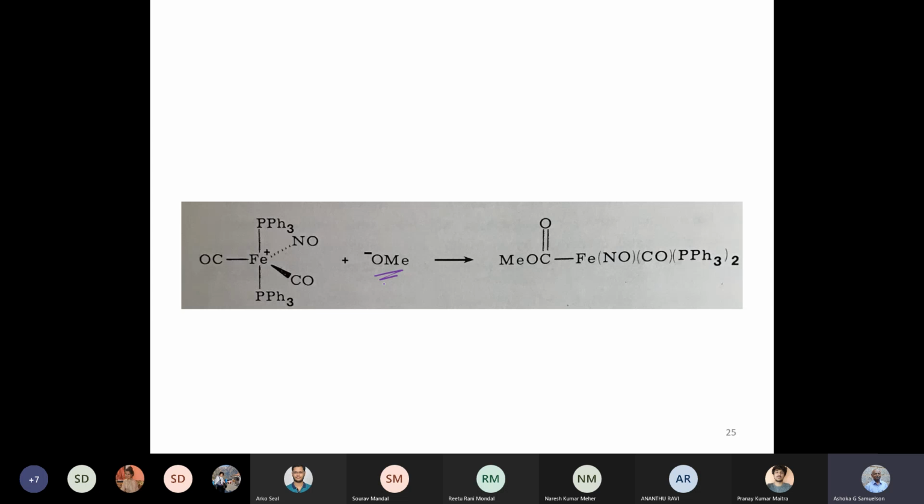Where will it go, to the carbon monoxide or will it go to the NO? So remember, this is negatively charged. So where would you expect the methoxide to go? In principle, yes, somebody wanted to say something? Okay, the product that you form is the one where the carbon monoxide has been attacked.